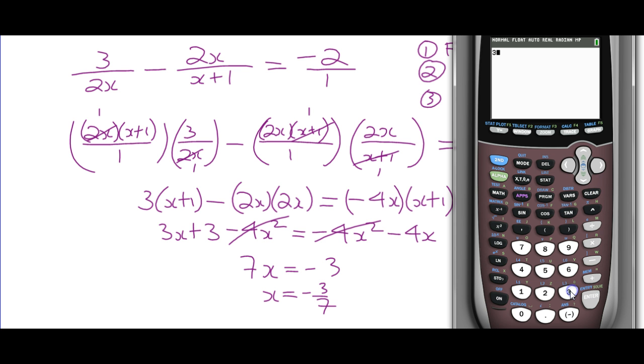So I want 3 divided by 2x. Okay, actually, you know what? Let's put brackets around that. Bracket 2x. Okay, minus bracket 2x, bracket divided by bracket x plus 1. Okay, now if that's right, what's going to happen when I hit enter? We're going to see -2, right? It says equals -2.